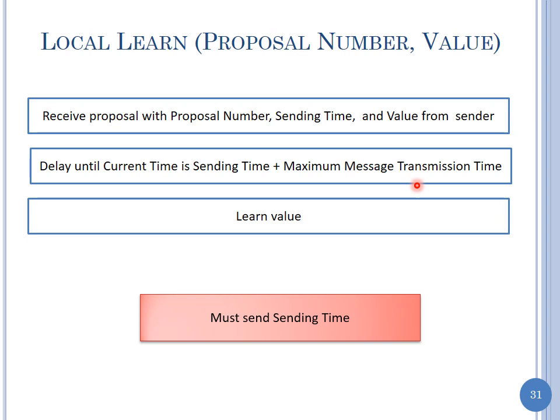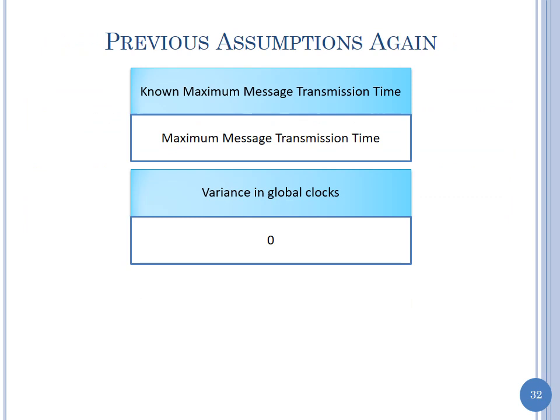And you must send an extra bit of information, or extra bits of information, the sending time. And you know there's sort of the space-time trade-off. So there's another algorithm I'll just give you next that reduces the space but increases the time. So we make the same assumptions.